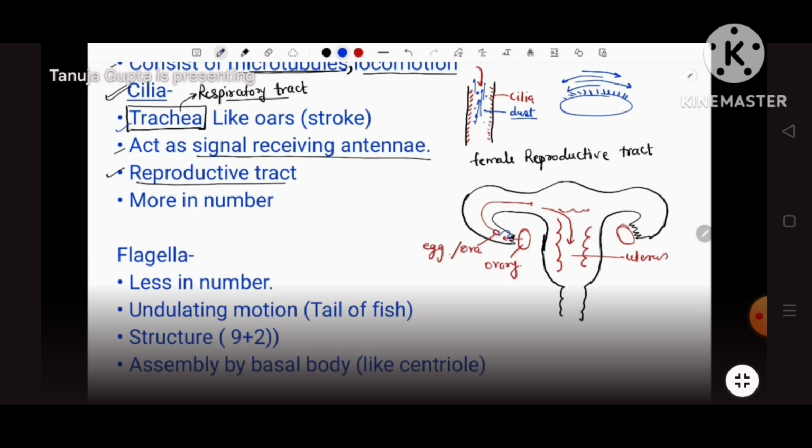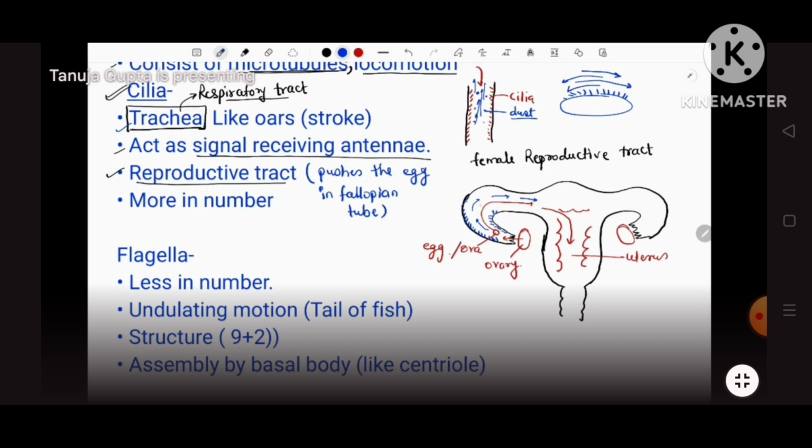Certain cilia are present on this surface. So again cilia work like oars and push this egg forward. Push this egg forward. So this is how it works again. Got it? Yes, so this is how it works in the reproductive tract. So I'll just write over here, pushes the egg in fallopian tube.